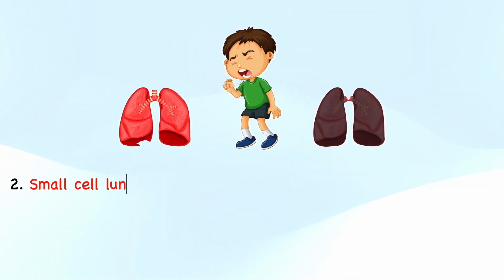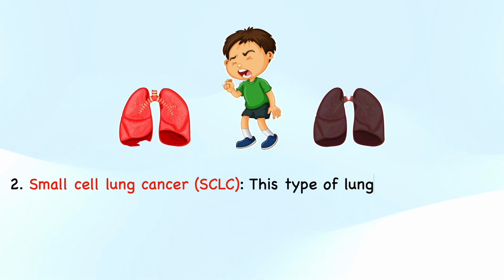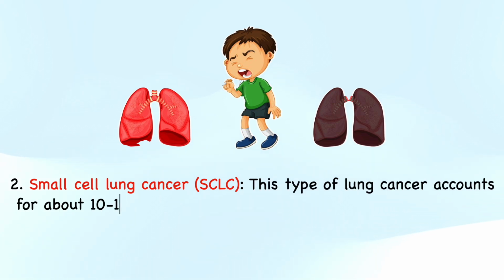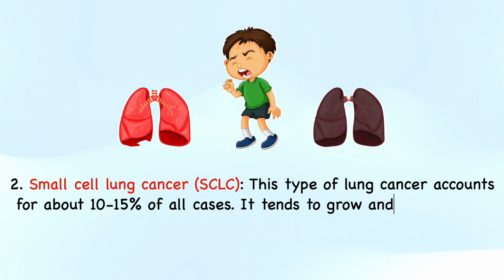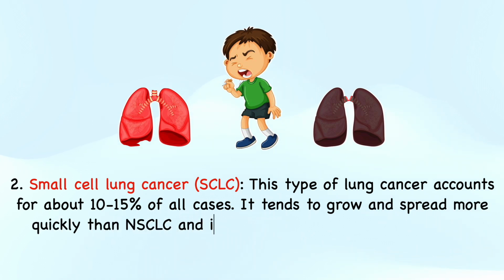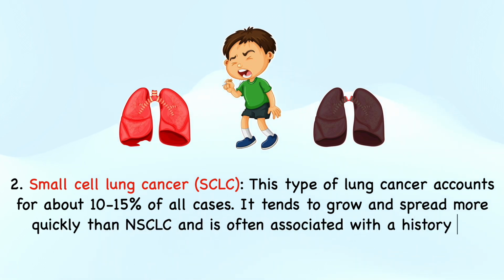2. Small cell lung cancer, SCLC. This type of lung cancer accounts for about 10 to 15% of all cases. It tends to grow and spread more quickly than NSCLC and is often associated with a history of smoking.